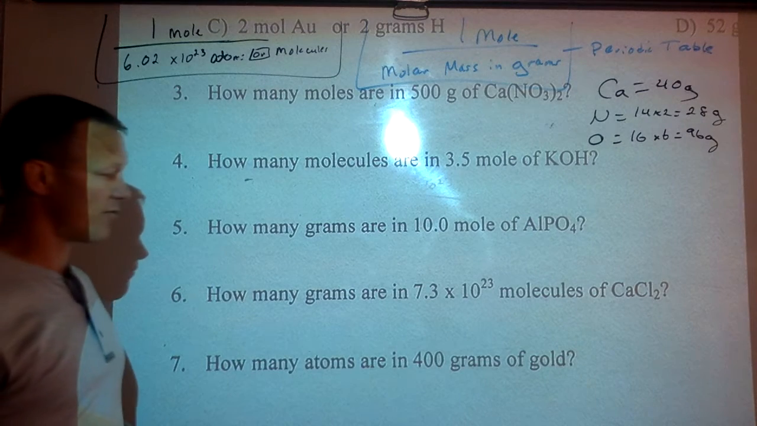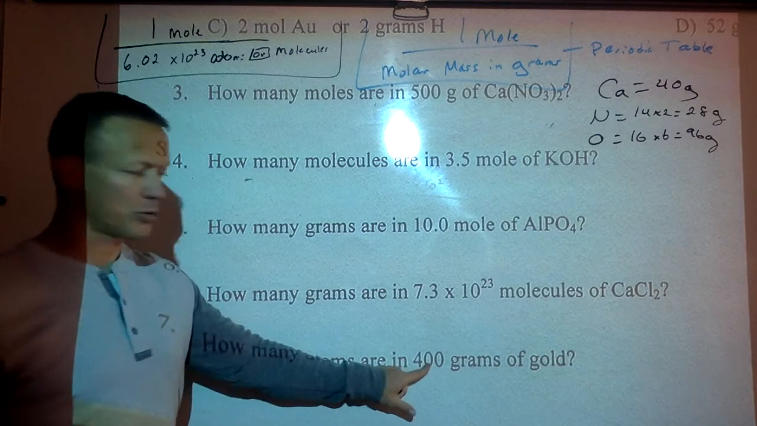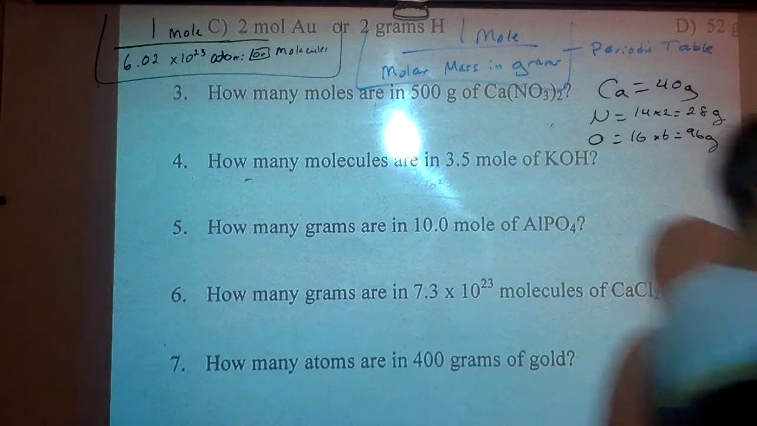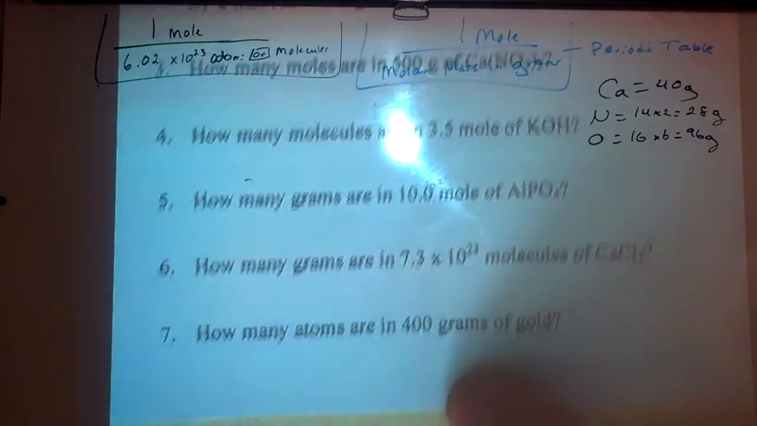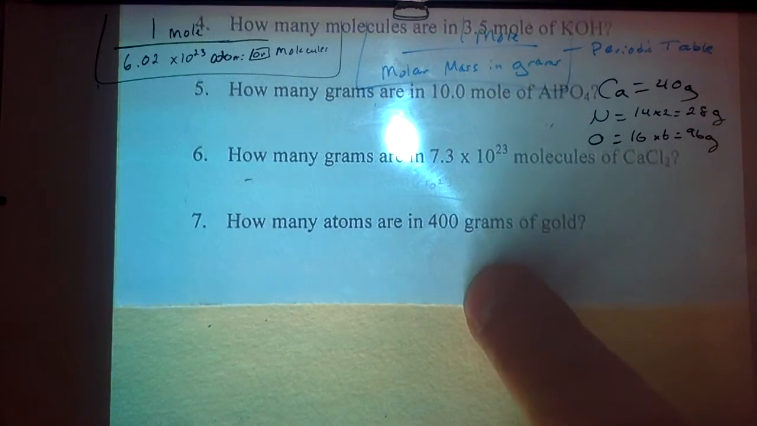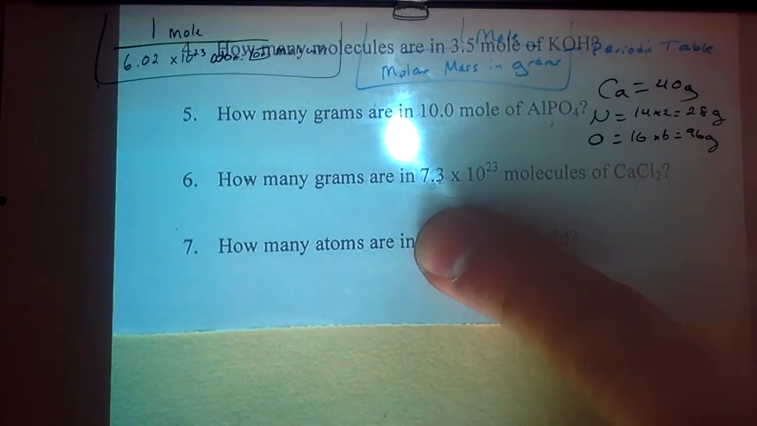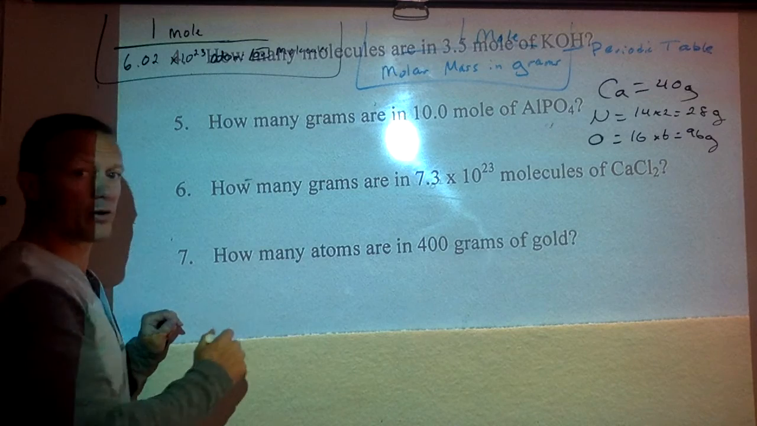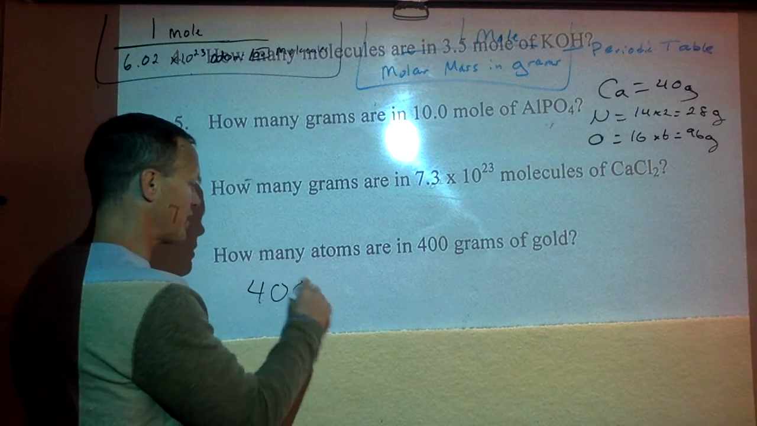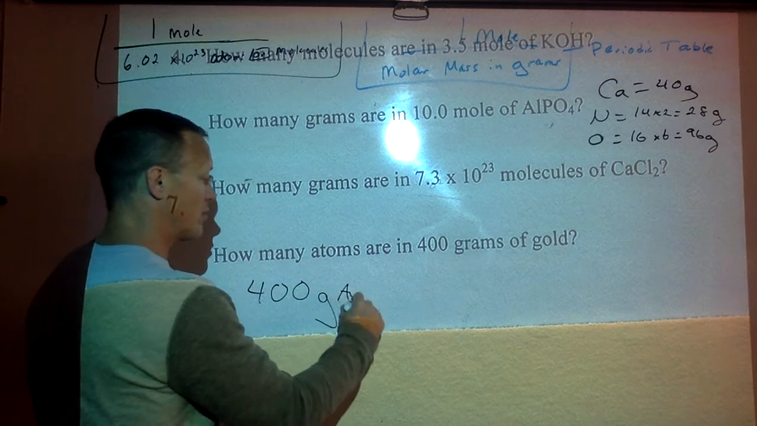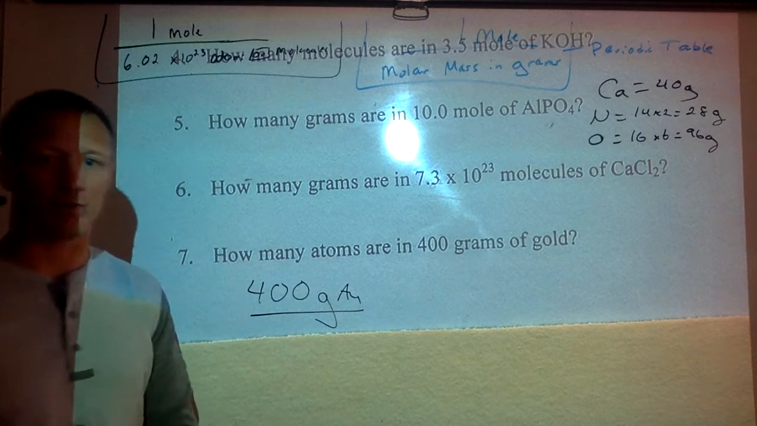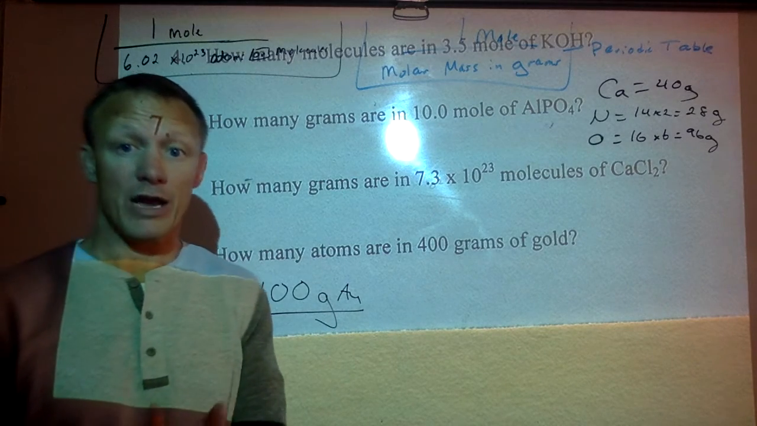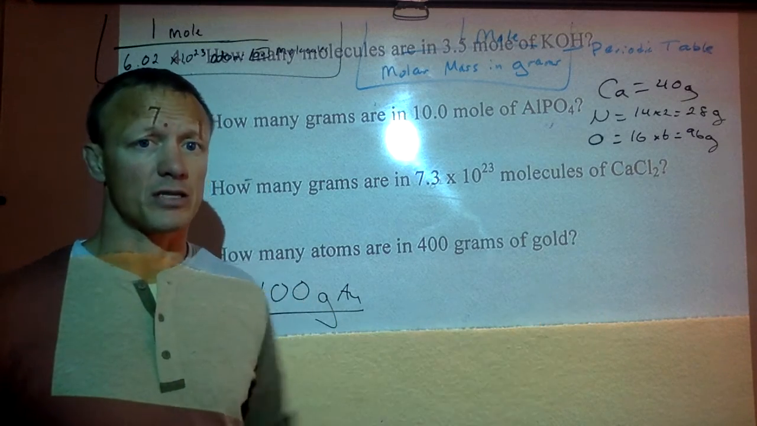Let's say we have, how many atoms are in 400 grams of gold? Let's slide that up a little bit. Sorry, I'm going a little bit sideways. So start with the thing that's given to you. I have 400 grams of gold. I want to figure out how many atoms would be in that sample. Your answer in atoms is always going to be large. It's going to be a lot of atoms.